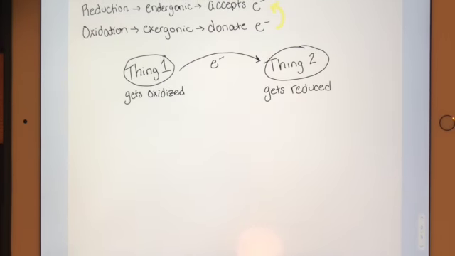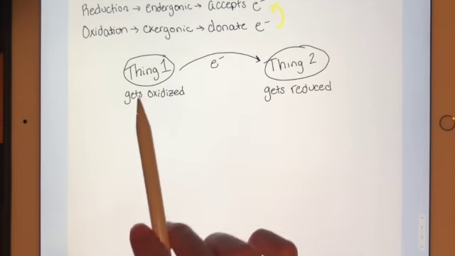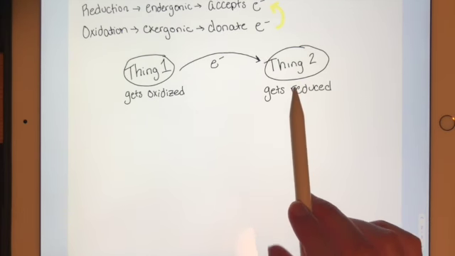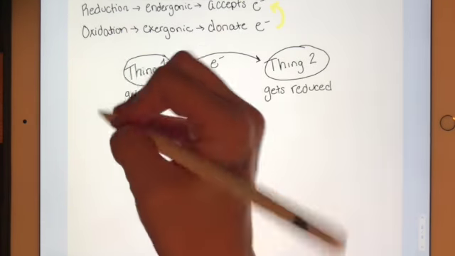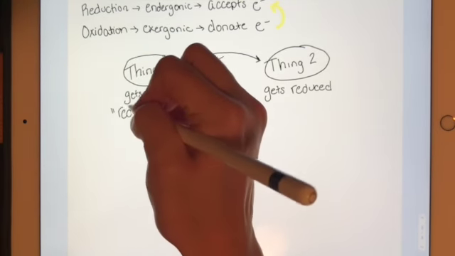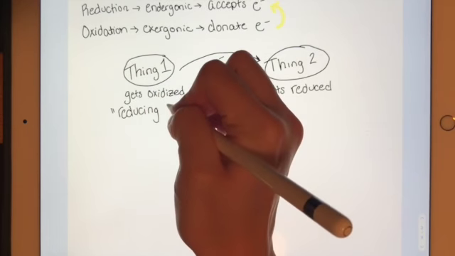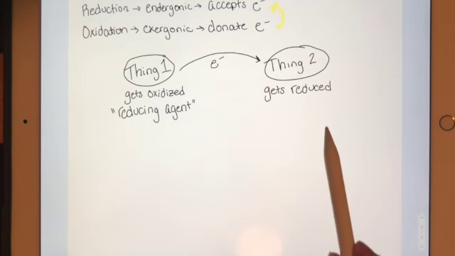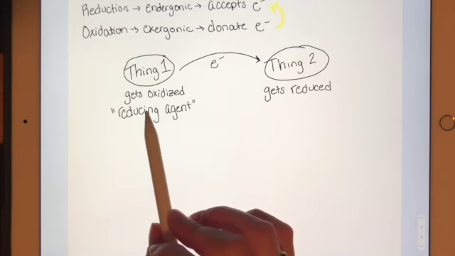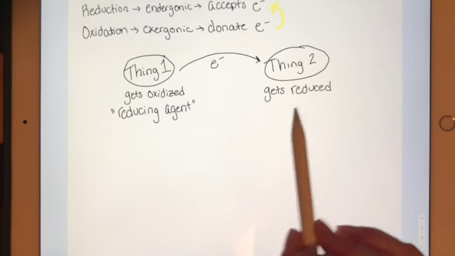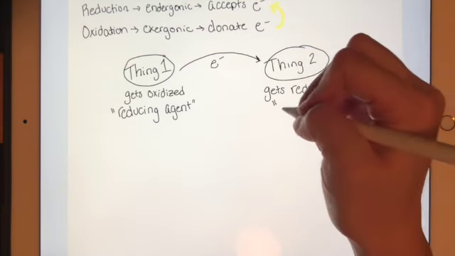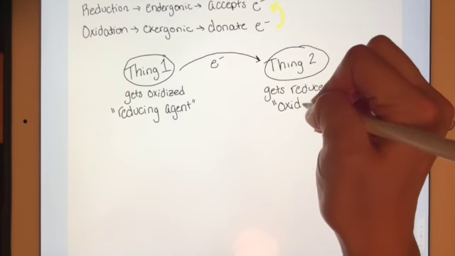And here's where scientists made things just a little bit more complicated. Because thing 1 is responsible for the reduction of thing 2, scientists decided that we needed to call this the reducing agent. And because thing 2 is responsible for thing 1 getting oxidized by taking those electrons, scientists decided to call thing 2 the oxidizing agent.